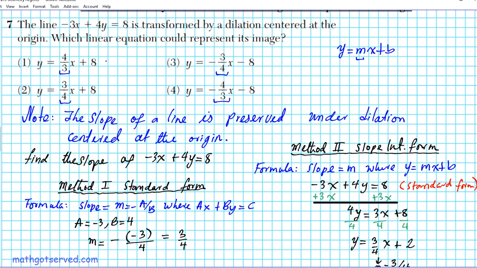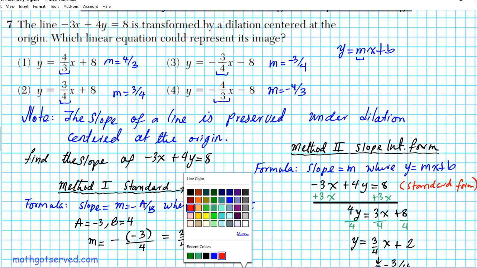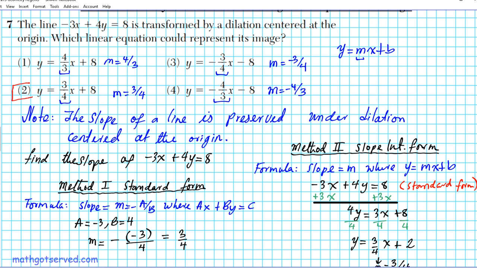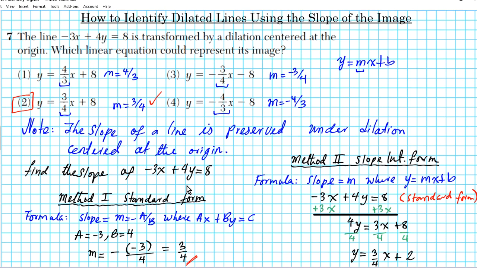Let's write it out. So for the first line, m is 4/3. For the second line, m is 3/4. For the third line, m is the slope, -3 over 4. And then for the last line, m is -4/3. So which one is the correct one? Ladies and gentlemen, the correct answer is option number 2 because it has exactly the same slope as the original line, -3x plus 4y equals 8. Okay? So that's how you identify dilated lines using the slope of the original line.